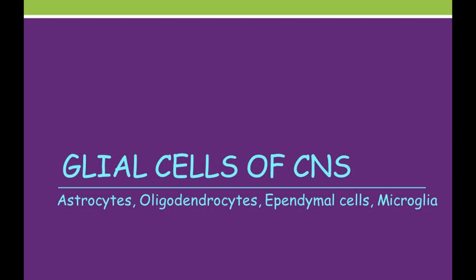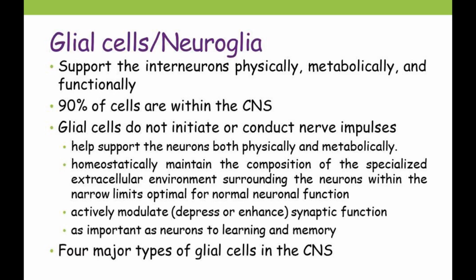So next is the glial cells of the nervous system. The glial cells are also known as neuroglia, and they support the interneurons physically, metabolically, and functionally. 90% of the cells are found within the central nervous system. The glial cells do not initiate or conduct nerve impulses, and they help support the neurons both physically and metabolically.